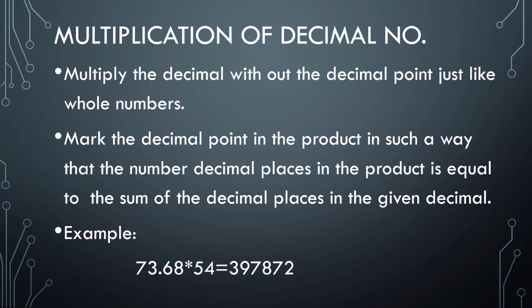Multiplication of decimal with decimal number. Multiply the decimals without the decimal point, just like whole numbers. Mark the decimal point in the product in such a way that the number of decimal places in the product is equal to the sum of the decimal places in the given decimals. If you see here, 73.68 multiplied by 54, first you multiply them, get the answer, and put the point in between according to how many decimal digits there are in the multiplier.